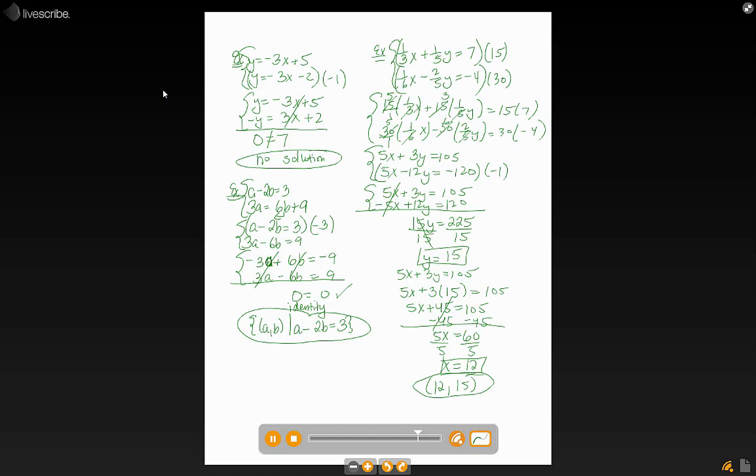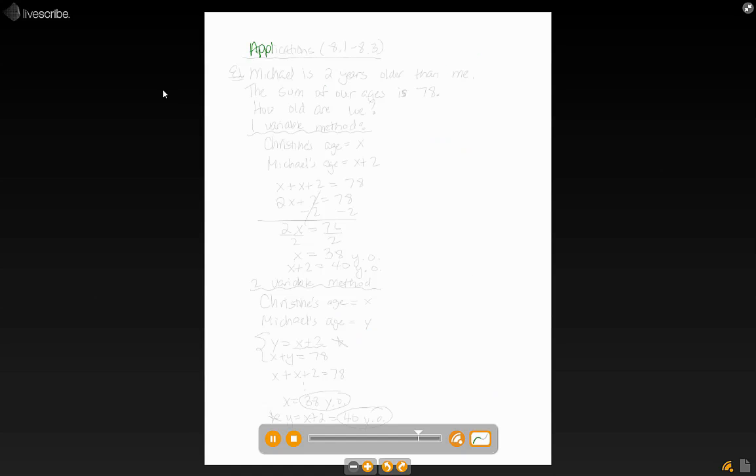So what I'm about to do are applications, and it's sort of a mixture of 8.1 through 8.3, okay? Applications. 8.1 through 8.3. Where would you ever get a system of equations from, and why would you do that?